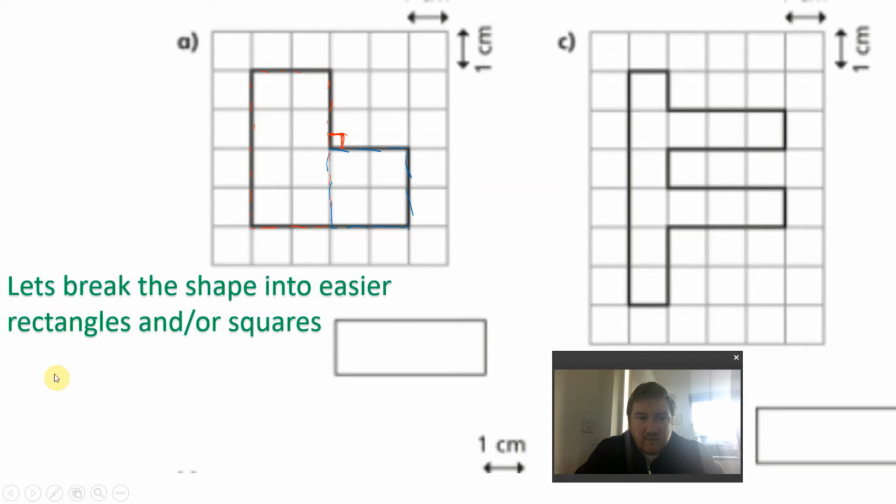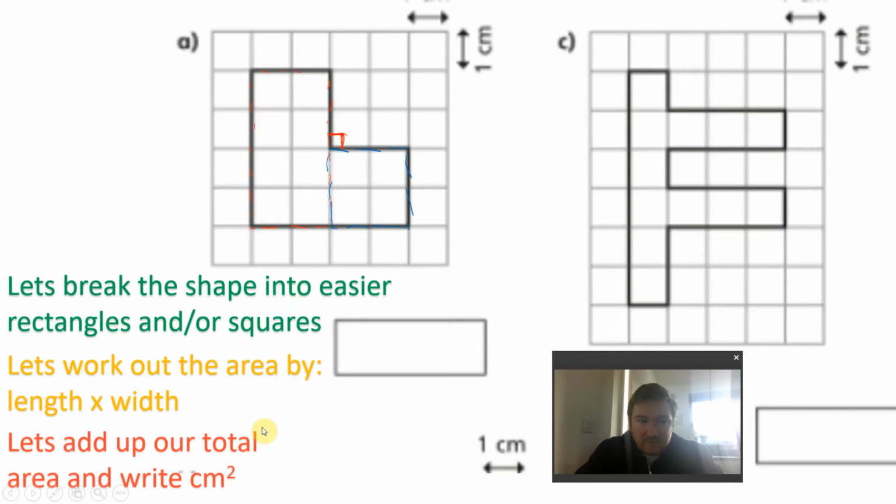So let's have a look. To work out the area, we need to break the shape into easier rectangles and or squares. Then we can work out the area by timesing the length by the width. And then we can finally add up our total area and write the unit of measure squared. In this case, it's centimeters.